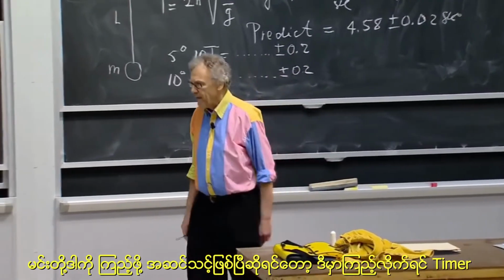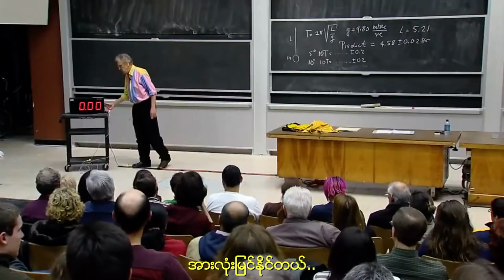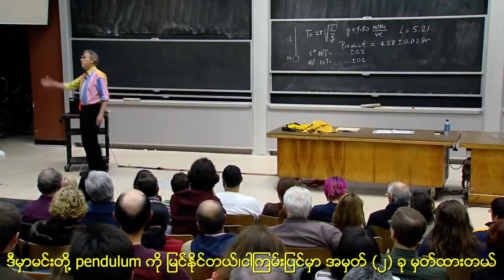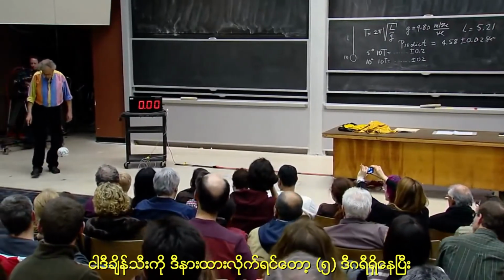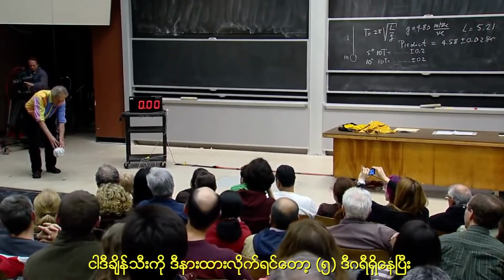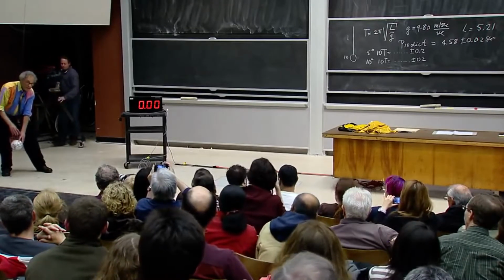So, if you're ready for that, you see here the timer, that all of you can see. And here you see the pendulum. And I have two marks on the floor here. If I hold the bulb here, then it is 5 degrees. This is 5 degrees. And when I hold the bulb here, it is 10 degrees.